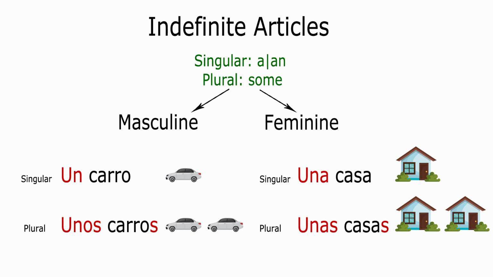On the right, we have the feminine nouns. For one feminine object, we use una. For example, una casa, a house. For more than one, we use unas. For example, unas casas, some houses. So just like before, use un and unos with masculine nouns. Use una and unas with feminine nouns, and always match singular or plural.